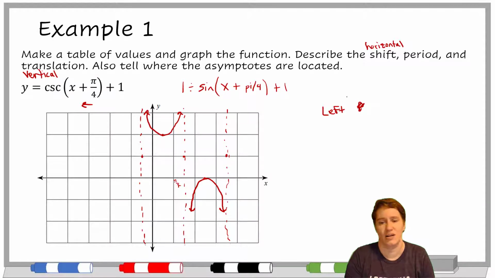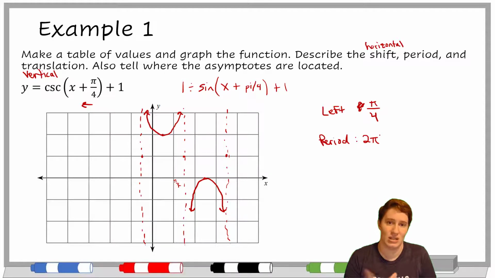I don't know why I keep trying to spell pi. This has never been an issue before. The period is 2 pi. And it looked to me like in these problems, we don't have very many things affecting how big the period is, which is great because that combined with shifting left or right is what makes these things really complicated. So that's good that we don't have to deal with that here. And then our translation vertically is up 1.